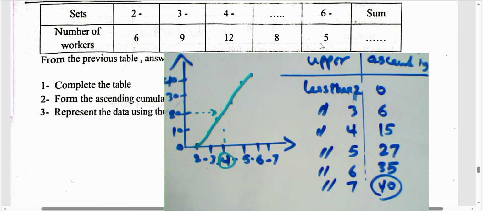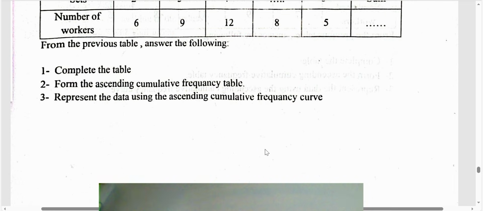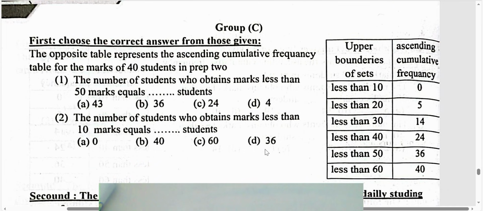Okay, next question. He will give you an example like this about a table first. Look at here, upper boundaries of sets, ascending cumulative frequency. First, the number of students who obtained marks less than 50. Less than 50, it will be 36 students. The number of students who obtained marks less than 10. Less than 10, it will be 0. Okay, the result will be letter E. Next question.